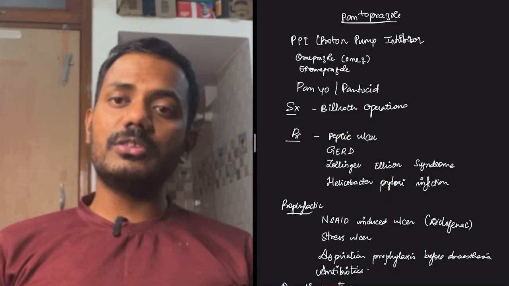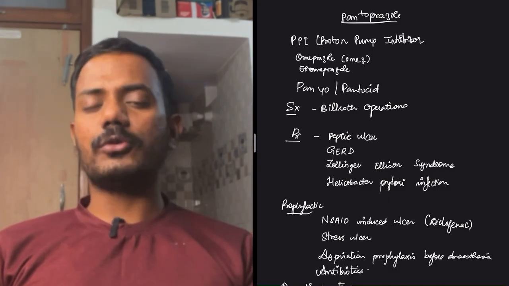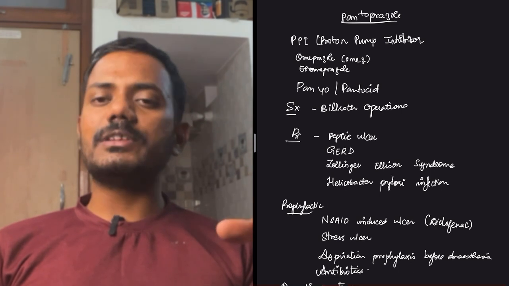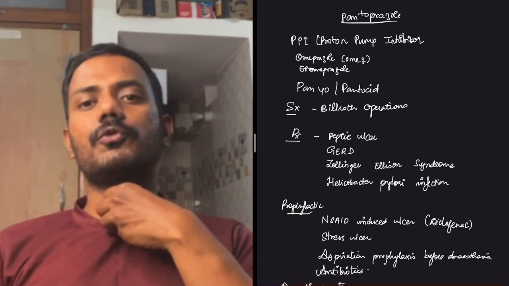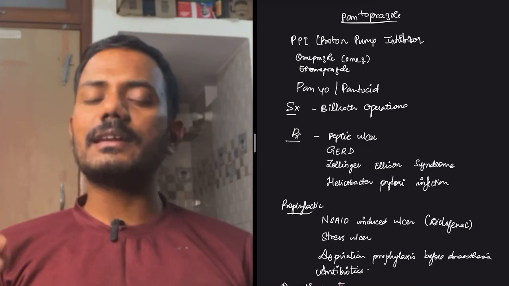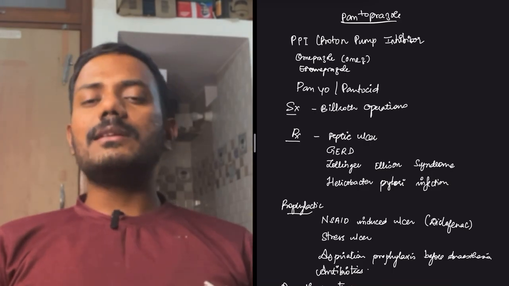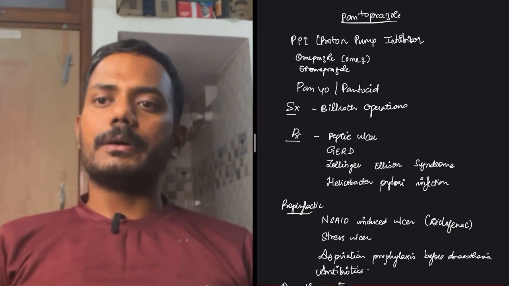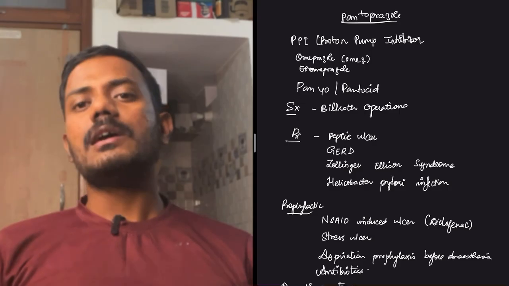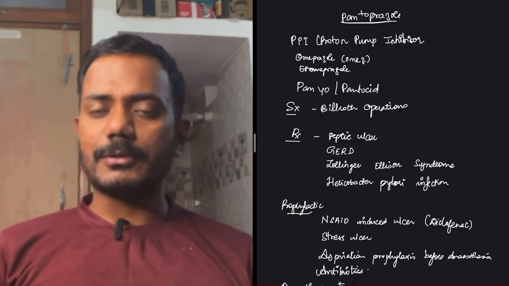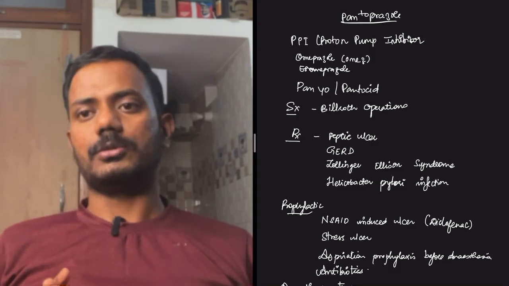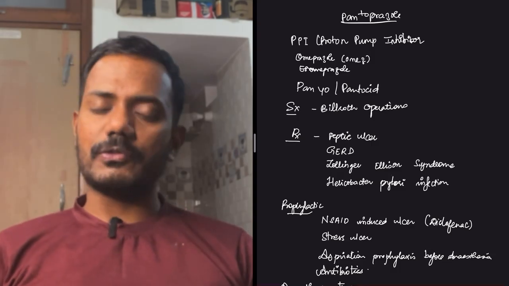The next condition is GERD, gastroesophageal reflux disease. As I was saying, the protective layer is there only within the stomach, not in the intestines, neither in the food pipe, which goes from the mouth to the stomach. In certain conditions, the acid along with the food contents comes up and refluxes up to the food pipe. In such conditions, the esophagus, the food pipe, gets damaged, the lower end of the food pipe gets damaged and you feel a sensation of heartburn. This is called gastroesophageal reflux disease.